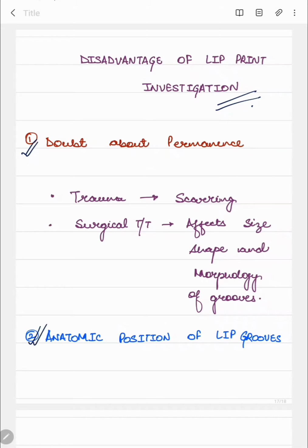The second disadvantage is the anatomic position of the lip grooves. As we know, the lip grooves are present near the zone of transition, which is very close to the vermilion border of our lips. Whenever a lip print is produced, it may differ in appearance depending upon the pressure applied and the direction of pressure. So the lip prints caused by one individual may be mistakenly identified as those of another. So lip prints are not a reliable feature for investigation.